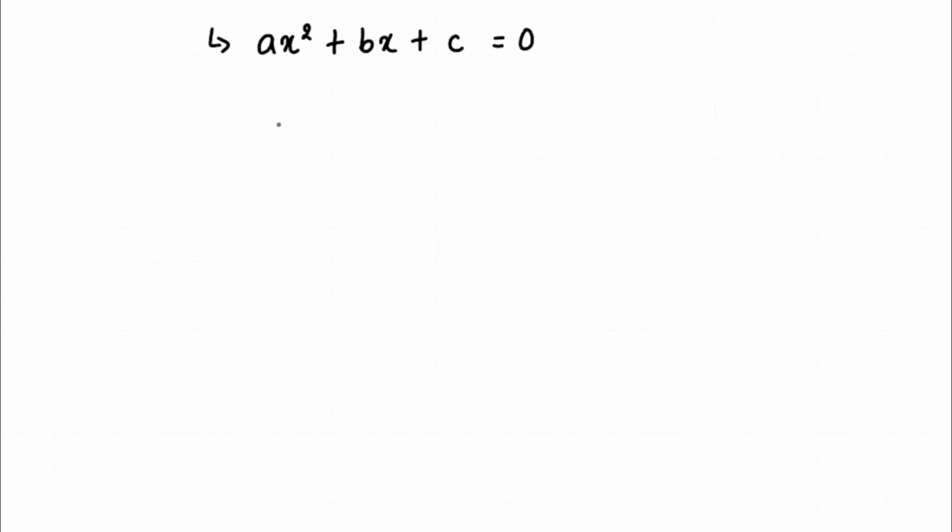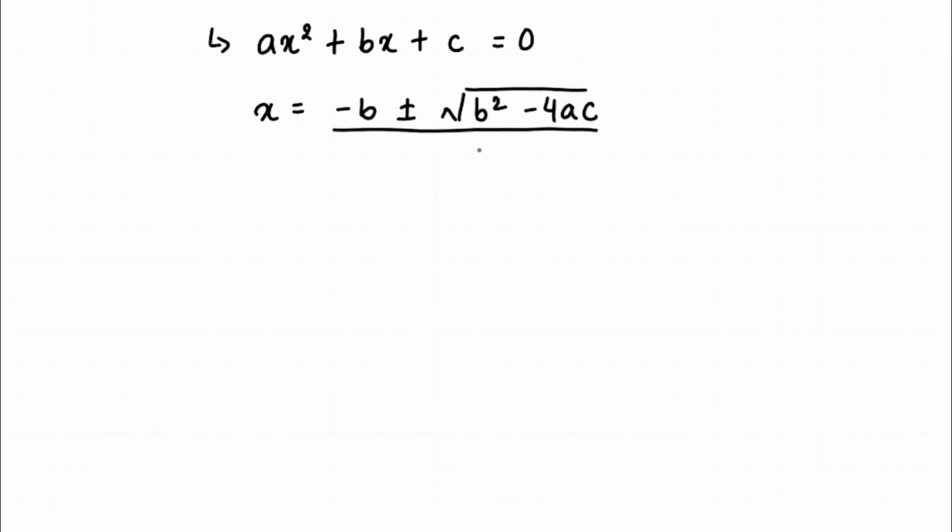Now there is a formula to find the roots of this standard quadratic equation, and that formula is x equals to minus b plus minus square root b square minus 4ac, divided by 2a. Now I have made a separate video on how you can derive this particular formula, and the link for that video is also in our description box below. You can check that one out as well.